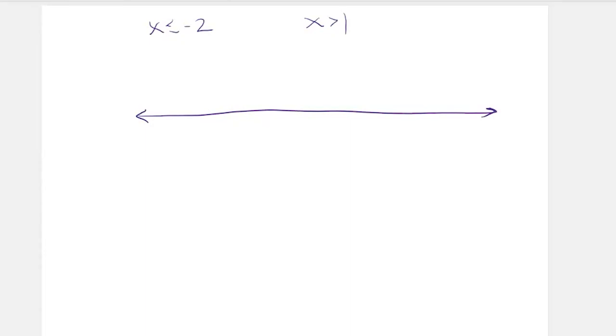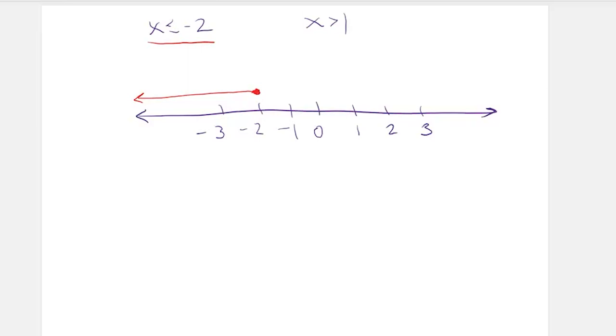And let's see, here's 0, here's 1, 2, 3, and so on. -1, -2, -3, and so on. Okay, actually, here, I'll do it like this. The red line is going to be x is less than or equal to -2. So I have a closed circle because it can equal -2, and it's all values less than that, which means it goes to the left.